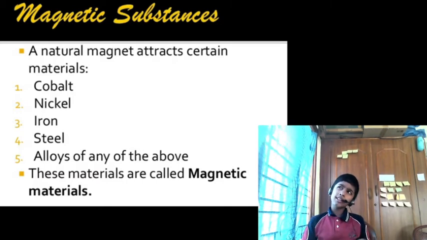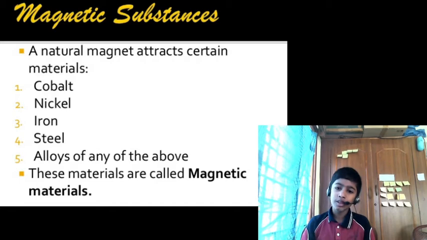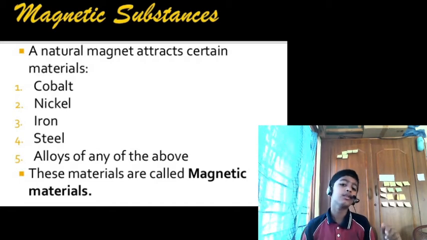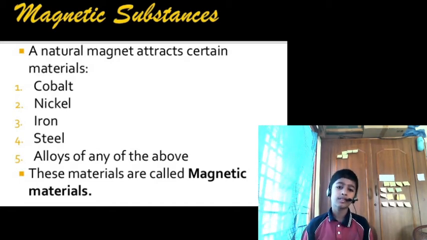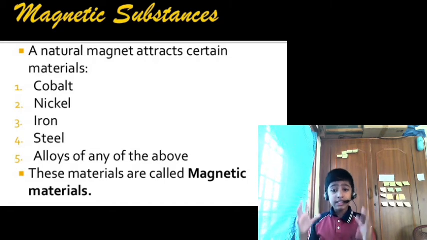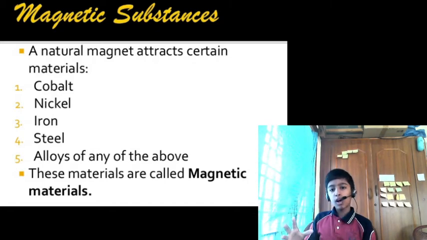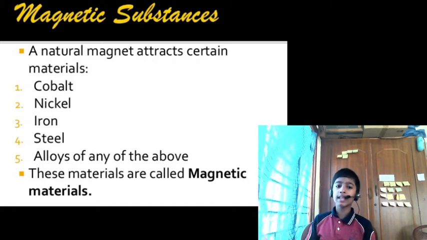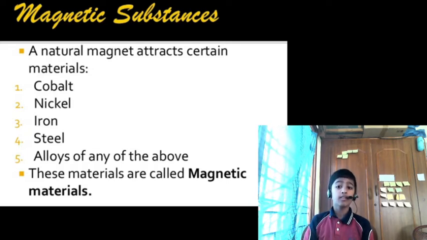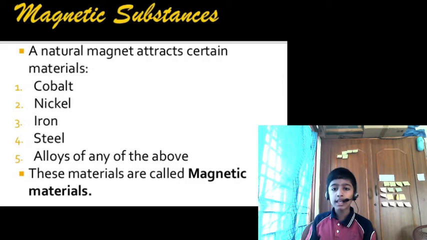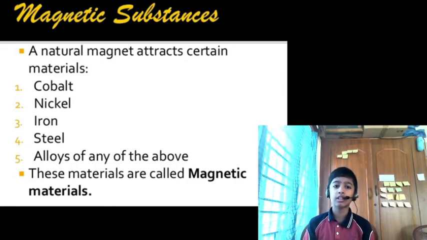Okay, what's the reason behind it? Do you know? I will tell you. The steel made up of cobalt or nickel will be getting attracted towards the magnet, and the steel which is not made up of cobalt or nickel will not be getting attracted towards the magnet.